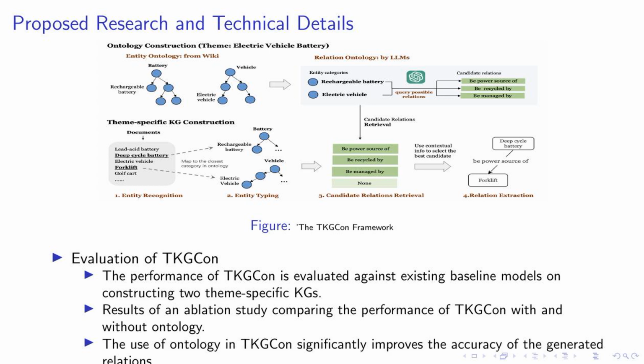We also conducted an ablation study to compare the performance of TKG-CON with and without ontology. The results show that the use of ontology significantly improves the accuracy of the generated relations. In essence, the ontology guides the model to generate more accurate and coherent relations, avoiding the generation of incorrect or pointless phrases. This is a key aspect of our research, demonstrating the importance of ontology in theme-specific knowledge graph construction. In the next slides, we will further discuss the implications of these findings.